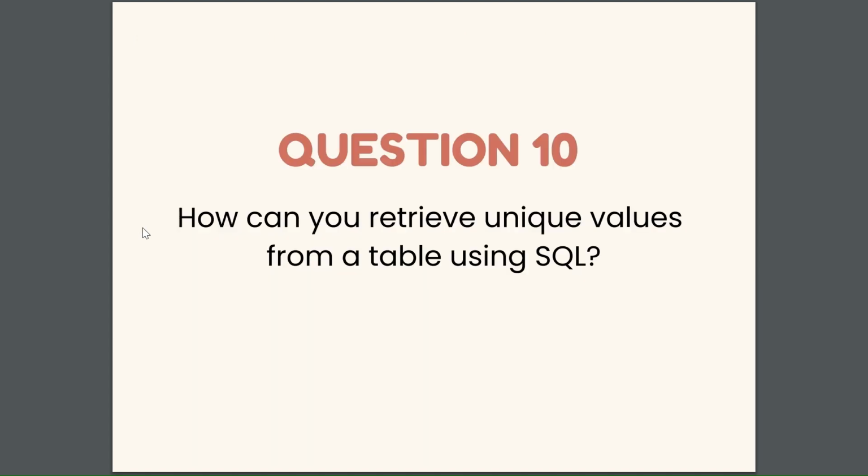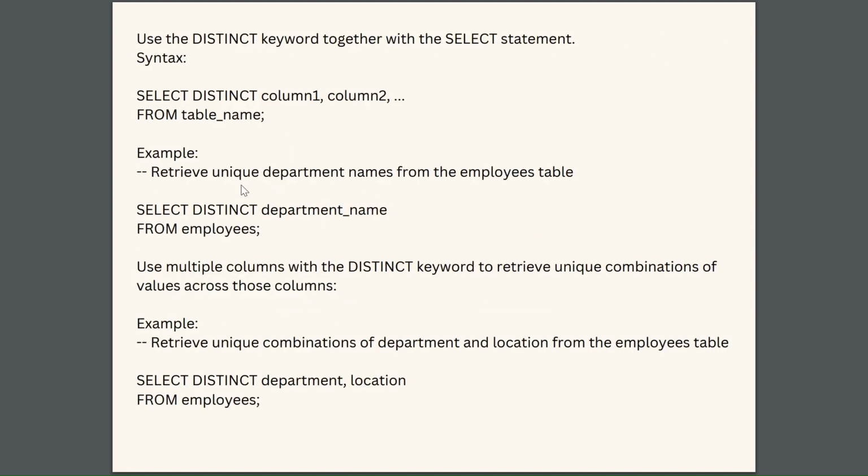And the 10th question is, how can you retrieve unique values from a table using SQL? In order to get unique records from a table, we can use the distinct keyword. The syntax is select distinct, and we are going to specify column names from which we have to get unique records. And after that, we'll specify the table from which we have to retrieve that specific columns.